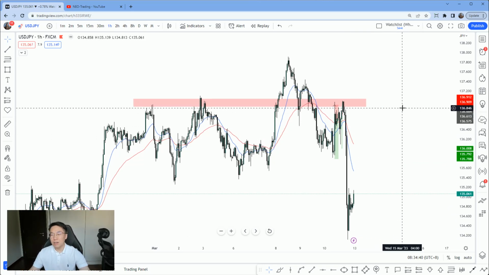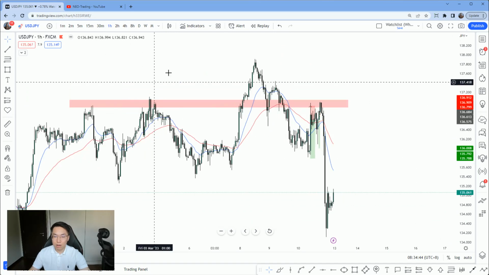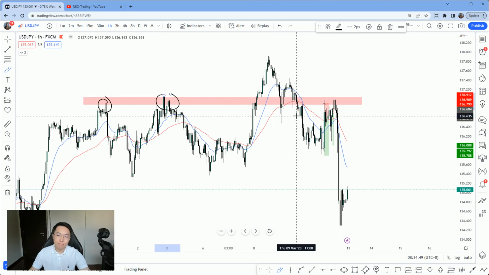And again, things were really simple when you take a step back. If you start looking at the 1 hour chart, you can clearly see we have a key swing high point here, here, right?